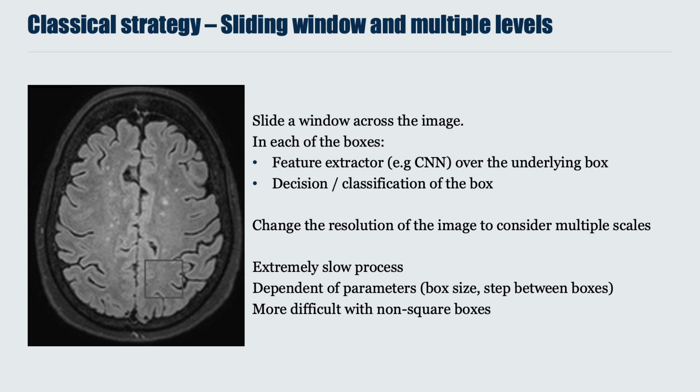So either you actually change the resolution of the image, or you change the resolution of the box. It corresponds to the same in the end. The process is, however, extremely slow, and it's very dependent on the parameters. So if you don't choose properly the box size, the resolution size, or the step between the boxes, you may really miss what's happening. What is worse is that it becomes quite difficult when you have non-square boxes, because here it's only square boxes.